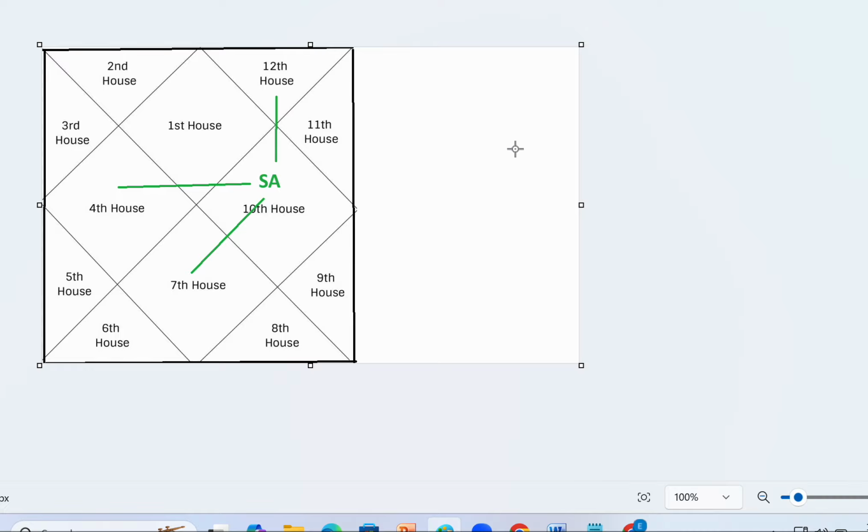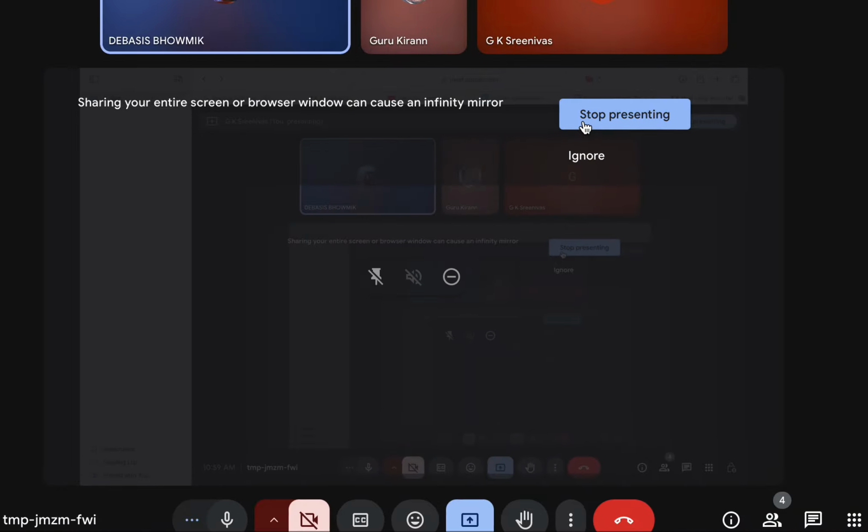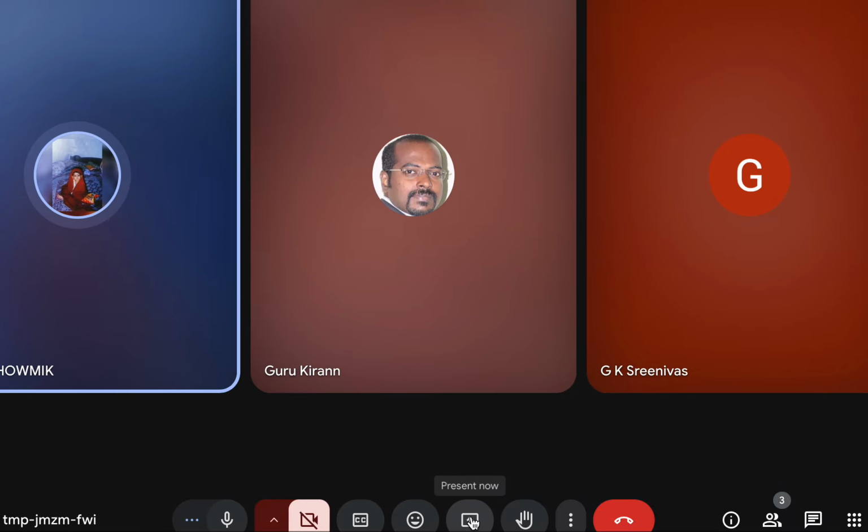So again, screen gone, sir. Yeah, now it has come. Oh, gone. Again gone.